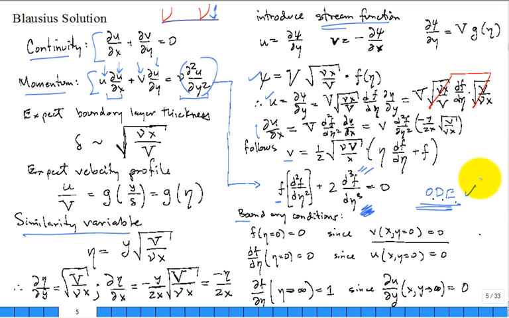You're going to say, Blasius did this in 1910 or something. Why am I doing it in 2016? Get a book and look for the solution if you really want it. No, that's not it. What are you going to do? How would you solve it?